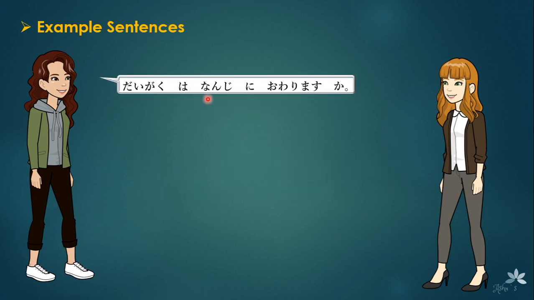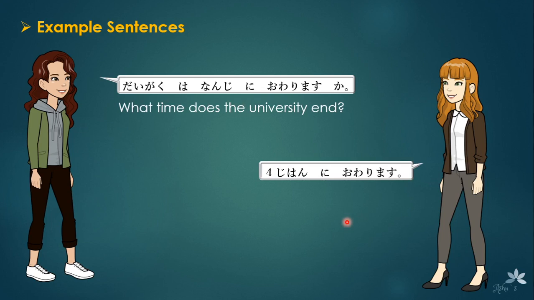大学は何時に終わりますか? Sophia is asking, what time does the university end or finish? She replies, 4時半に終わります。It will finish at 4:30. Okay, friends, I hope you have understood how to use the particle ni.